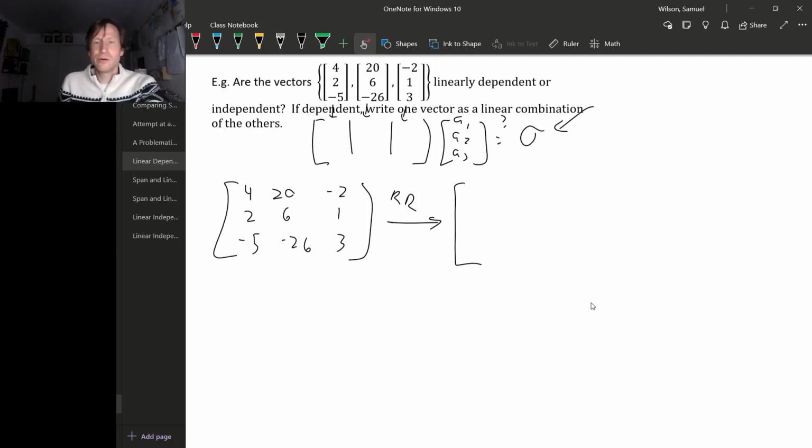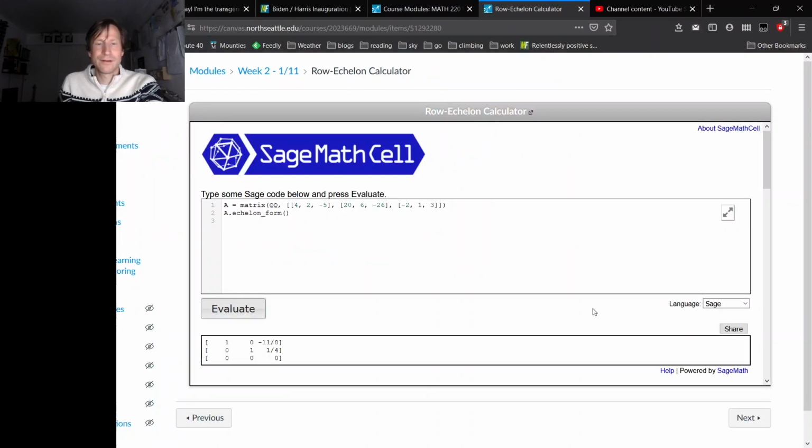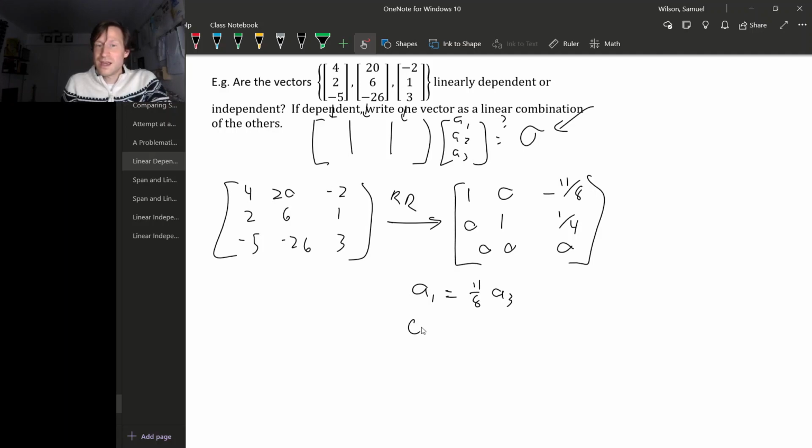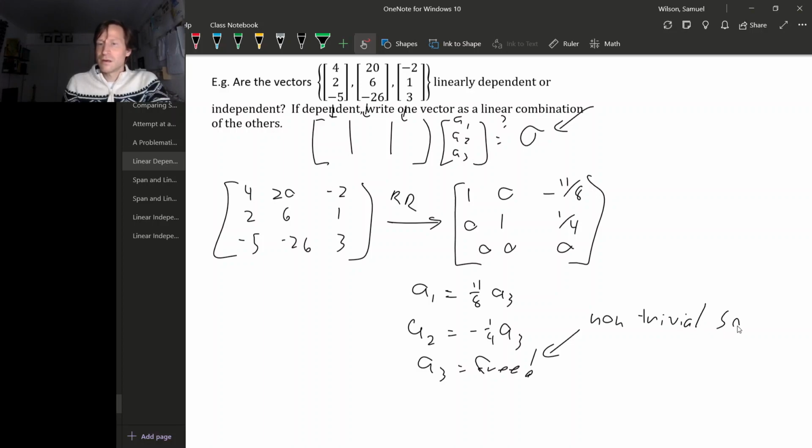So when we row reduce this one, we get (1, 0, minus 11 over 8, 0, 1, 1 over 4, 0, 0, 0). Okay, so this is telling us that A1 has to be 11 over 8 times A3, and A2 has to be negative 1 over 4 A3, and A3 is free. Well, we have a free variable. Since we can choose this variable to be non-zero, that means that there is a non-trivial solution, because we have a free variable.